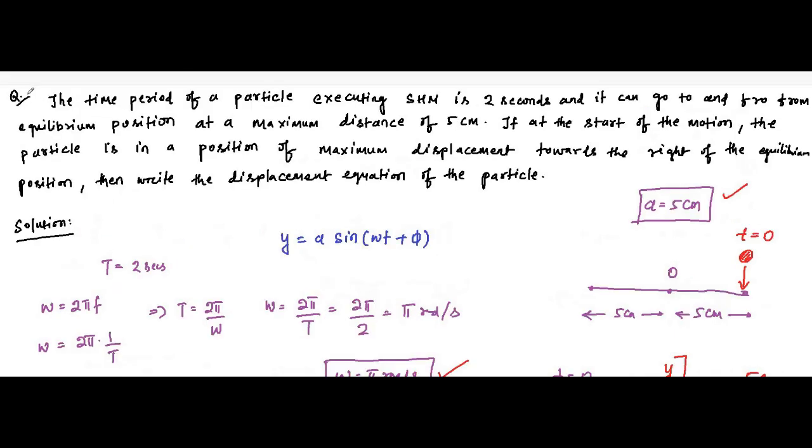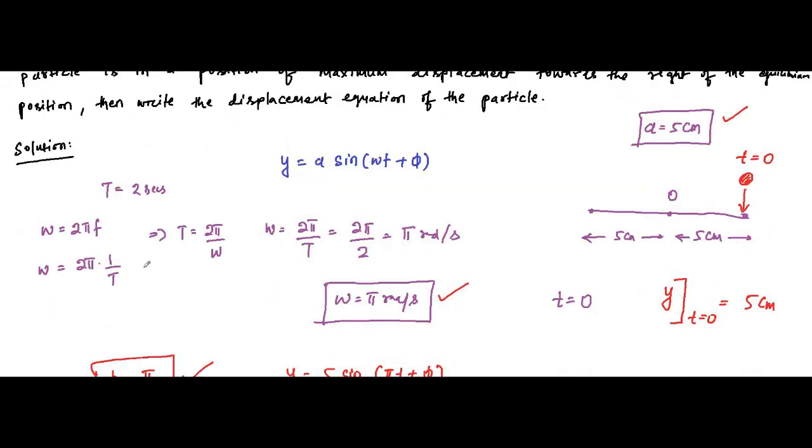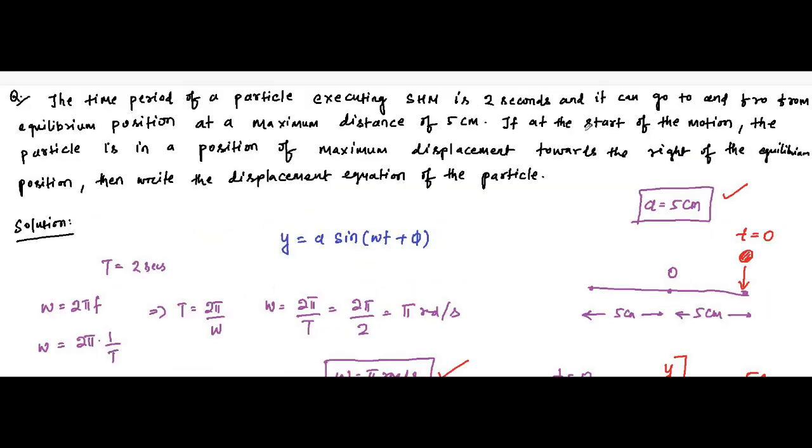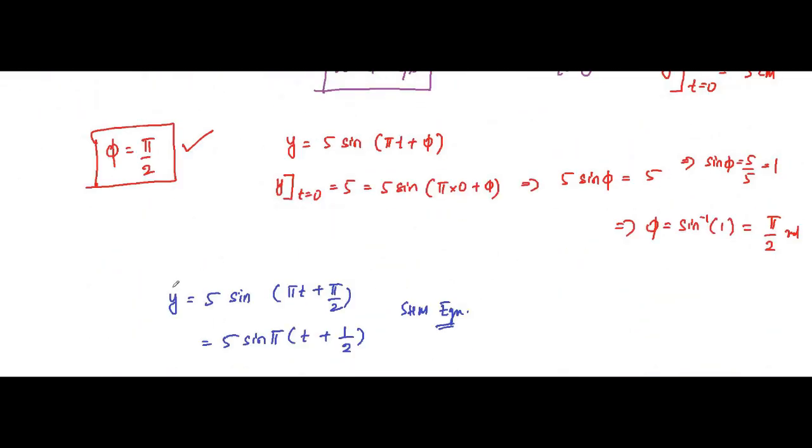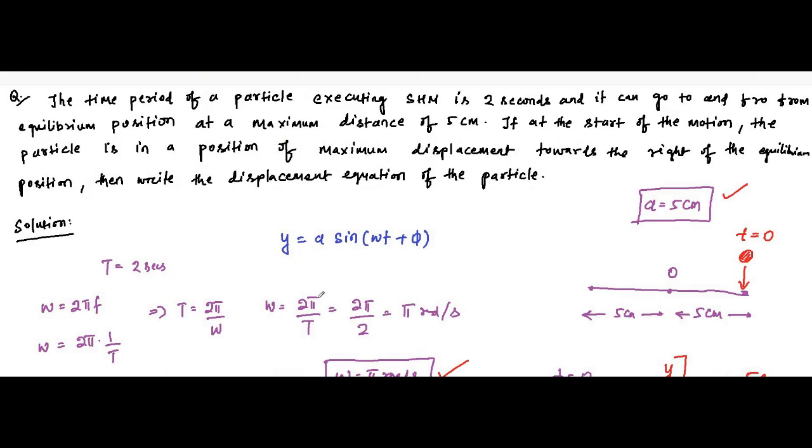Every piece of information which was given in this question, we used it to determine the various parameters. First, starting with the maximum distance, we got A. Then using the time period, we got the angular frequency. Then using the information that at the start of the motion the particle is in a position of maximum displacement towards the right, we got the initial phase angle. Okay, so this is the thing.